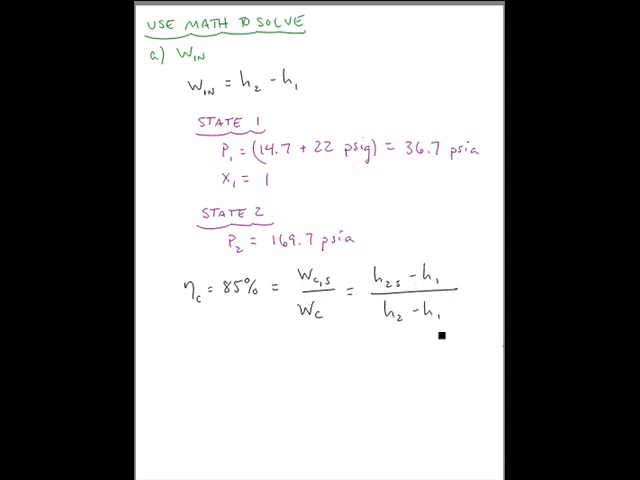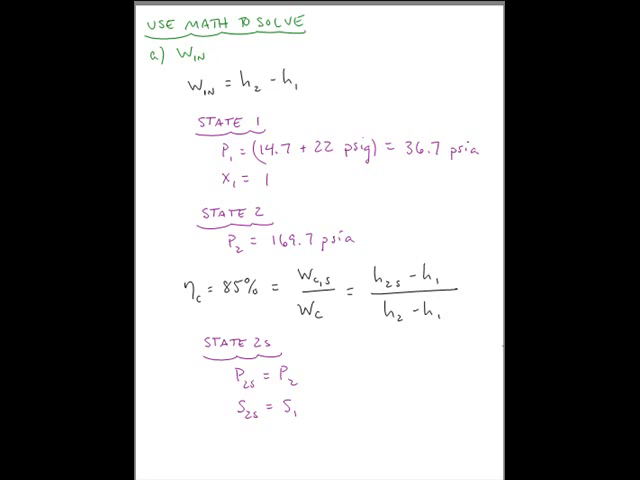Well, since I know H1, or I can get H1, and I can find the entropy at 1, I can get the entropy at state 2. So state 2s is needed, and P2s is equal to P2. Entropy at state 2s is equal to entropy 1. So let's go find these values now.